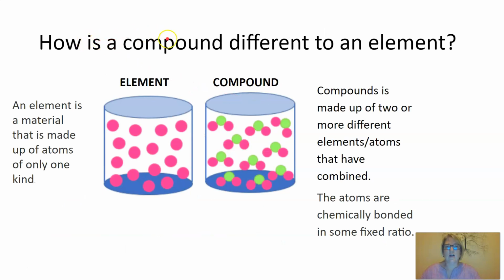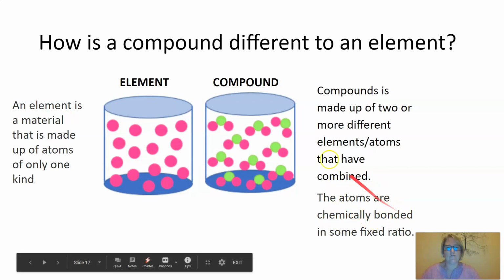So, how is a compound different to an element? An element is a material that is made up of atoms of only one kind. So, in this container here, we only have one type of atom. A compound is made up of two or more different atoms, or two or more different elements that have chemically combined. And the atoms are chemically bonded in the same fixed ratio.